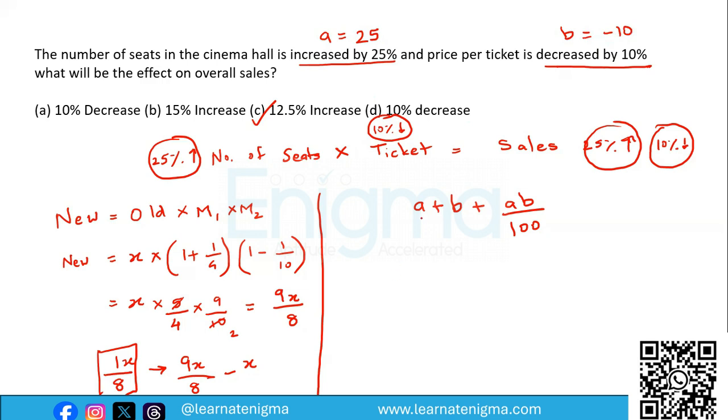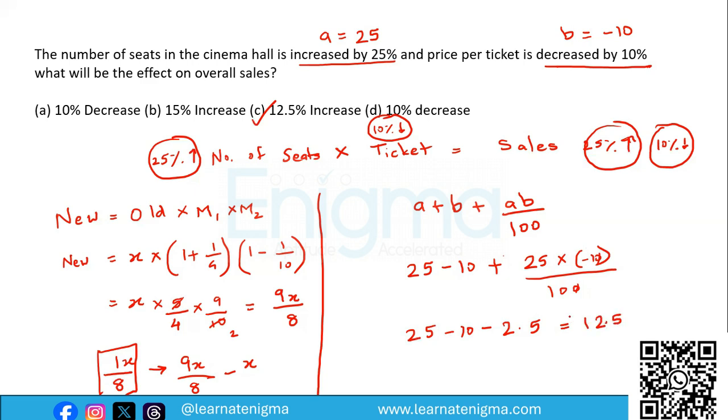So now let's try and solve this. A is 25, B is minus 10, plus 25 multiplied by minus 10 upon 100. So 0 gets cancelled. So this becomes 25 minus 10. Now this minus sign, we can use it over here. So it becomes minus 2.5. So basically it becomes 25 minus 2.5, which comes out to be 22.5 minus 10, that is 12.5 itself. So you have a 12.5 percentage increase.